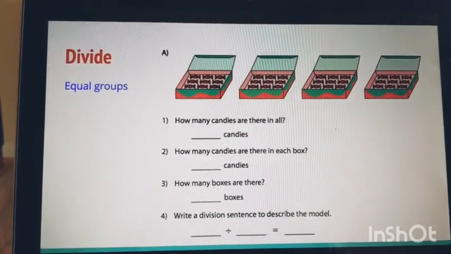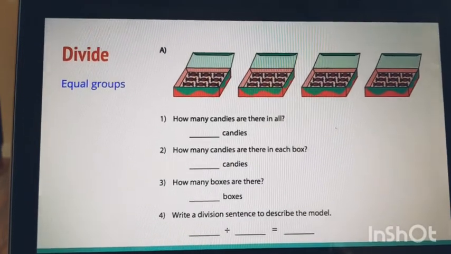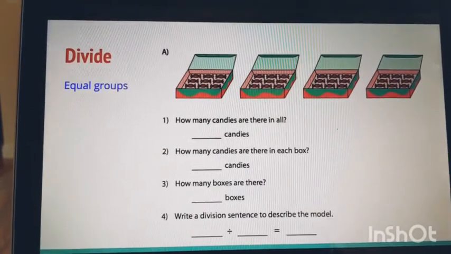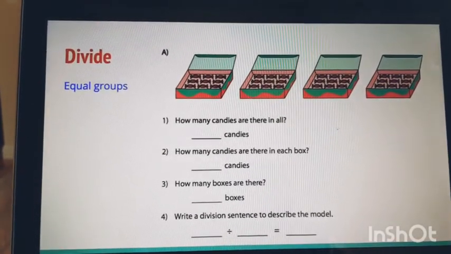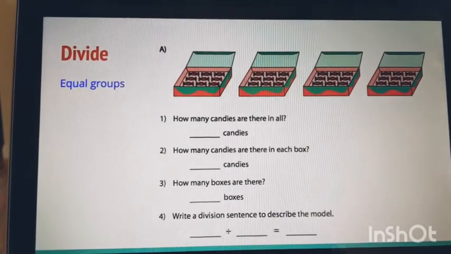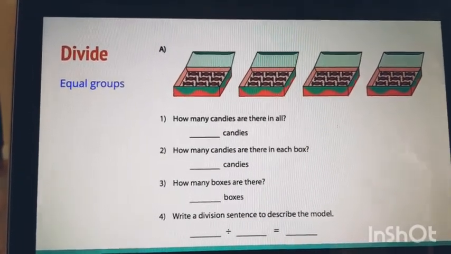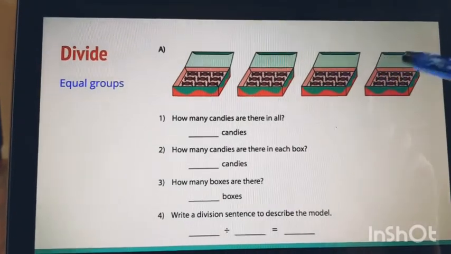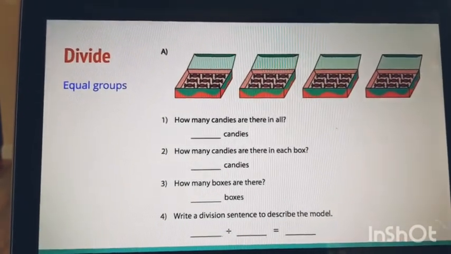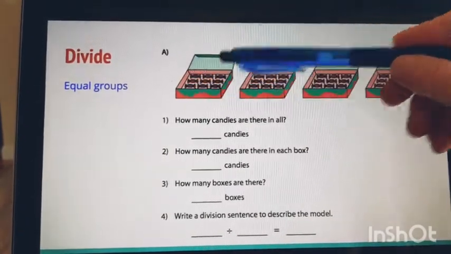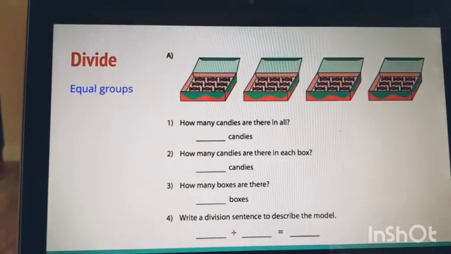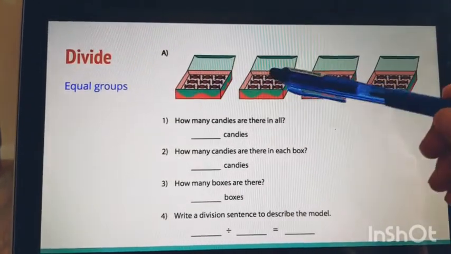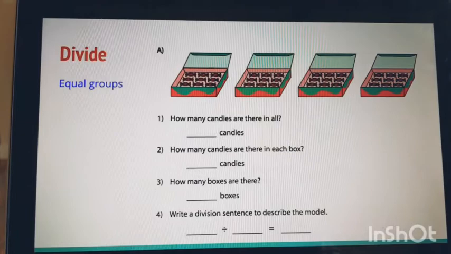We're going to practice some division problems. So take a look at these boxes of candy, and we're practicing using division to find out equal groups. First count how many candies you see total. Then count how many candies you see per box. Then we're going to write down how many boxes we see total.